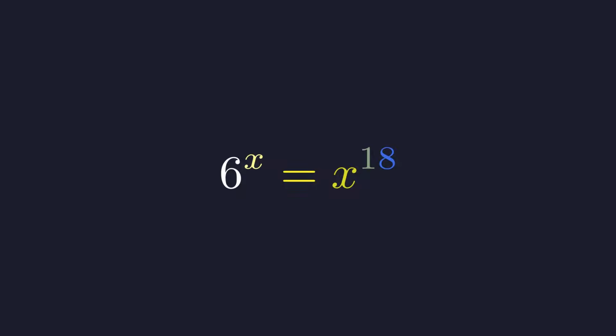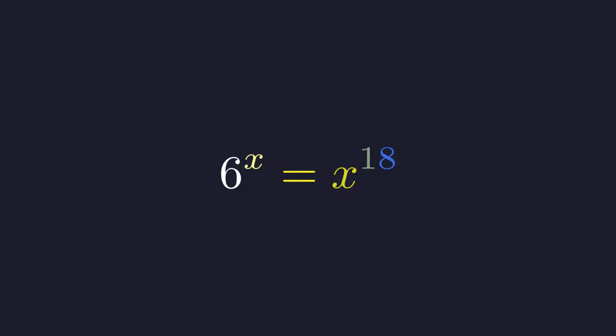The key insight is that this equation behaves very differently depending on whether x is positive or negative. So our strategy will be to split this into cases and handle each one systematically. Before diving into cases, let's quickly check whether x equals 0 might work. 6 to the power of 0 is 1, but 0 to the 18th power is 0. Since 1 doesn't equal 0, we can rule out x equals 0.